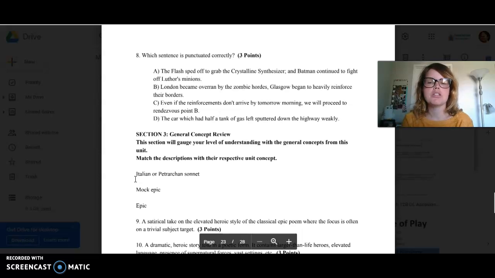Number 8, which sentence is punctuated correctly? A, The Flash sped off to grab this crystalline synthesizer, and Batman continued to fight off Luthor's minions. B, London became overran by zombie hordes. Glasgow began to heavily reinforce their borders. C, even if the reinforcements don't arrive by tomorrow morning, we will proceed to rendezvous point B. Or D, the car, which had a half tank of gas, left sputtered down the highway weakly.